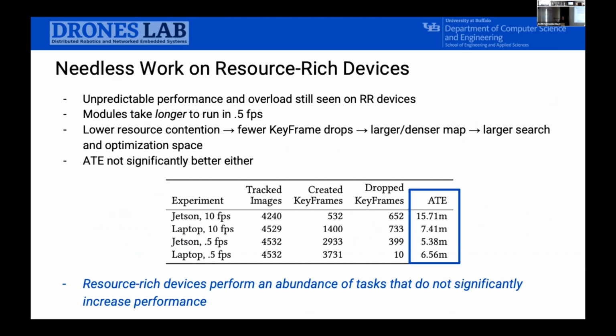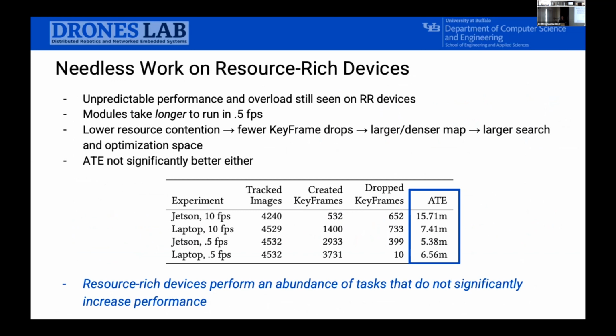Additionally, for the experiments that we have run on the 0.5 frames per second scenario, we actually see that the modules all take longer to run than they do when we run at 10 frames per second. This makes sense because when I have lower resource contention, I have fewer keyframe drops, and so I have a much larger and much denser map. And likewise, this leads to a larger search and optimization space for all of the modules.